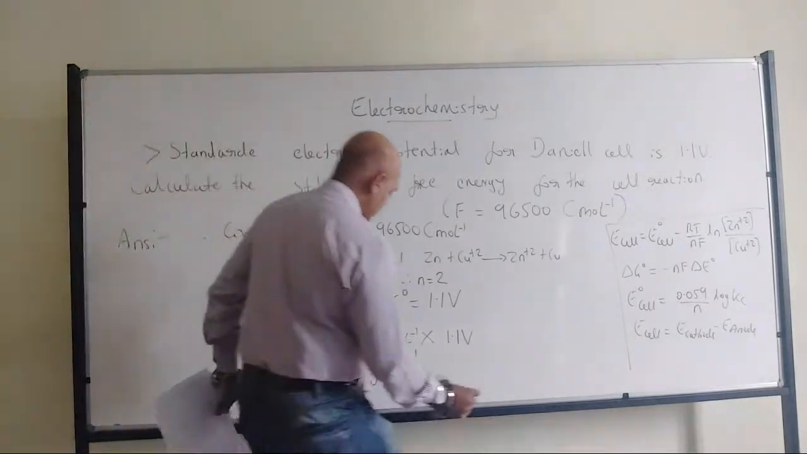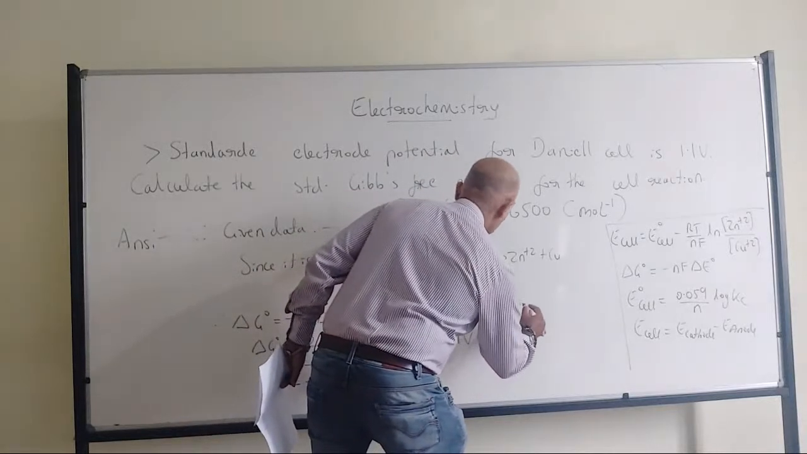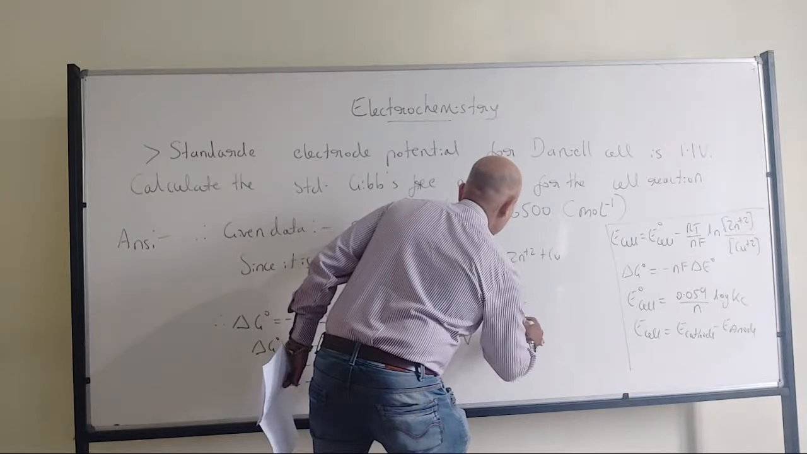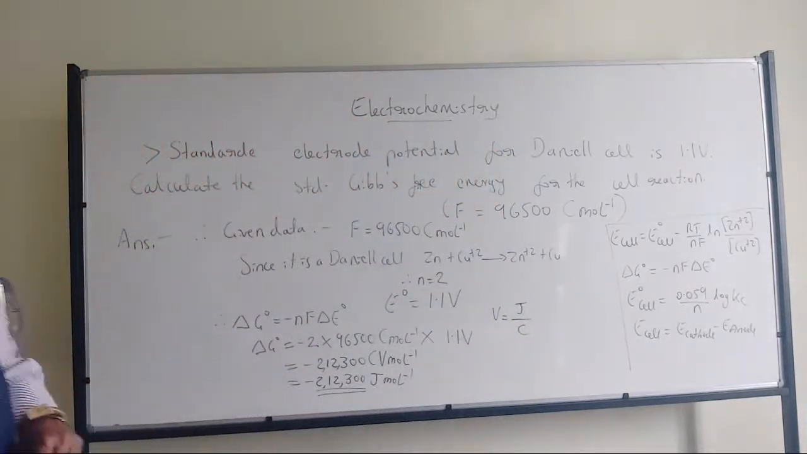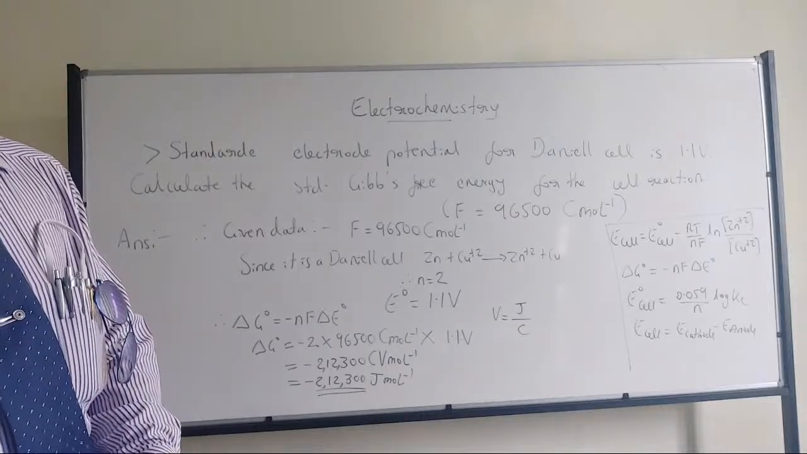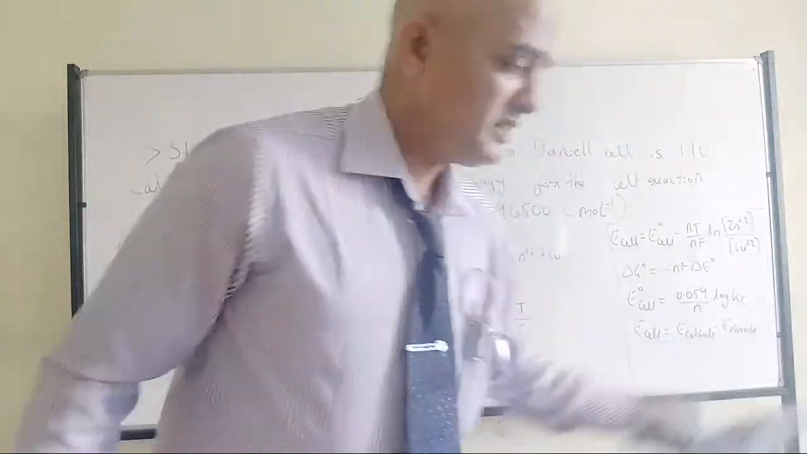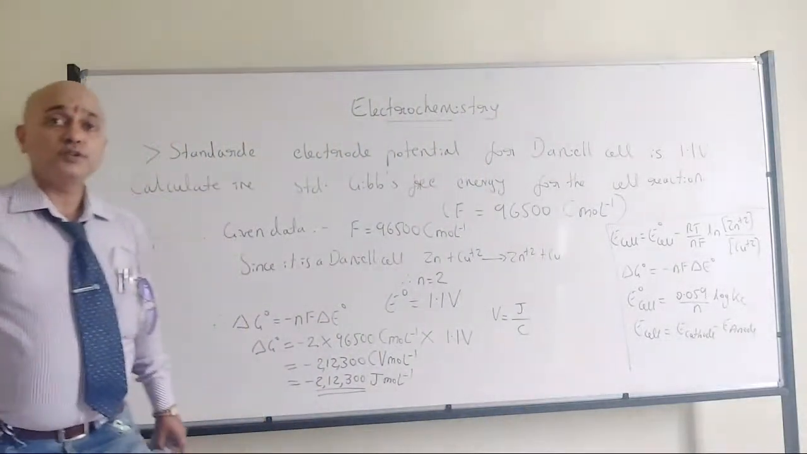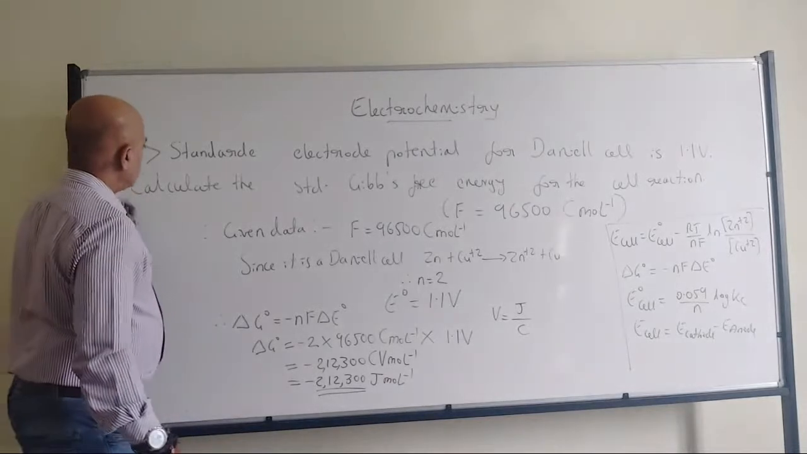Why are we writing like this? Because volt is equal to J by C, joule by coulomb. So therefore, CV is equal to joule. So by using that, I have written it as joule. Better to mention in terms of joule only, because we are dealing with the energy, Gibbs free energy.